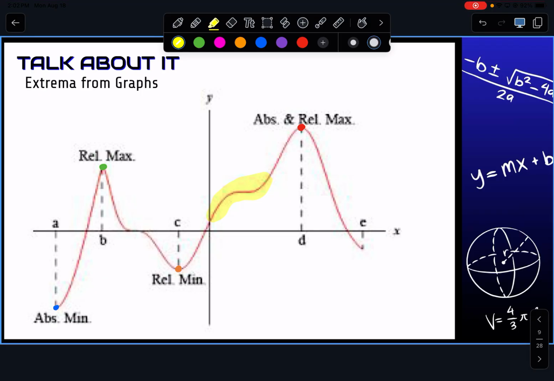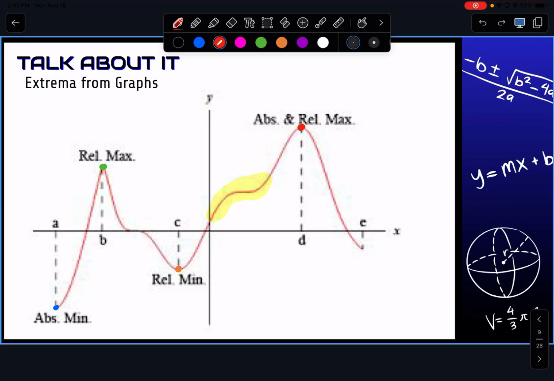Now this last point that we have drawn right here is not labeled anything, and that's on purpose. Make sure you don't have it labeled. It's not an absolute minimum because the blue dot is lower, and it's not a relative minimum because it doesn't change direction. Now, if I were to add on to this line and make it go like this, then this would be a relative minimum because it changes direction and starts to rise. But right here, it's not changing direction, so we don't label it anything.